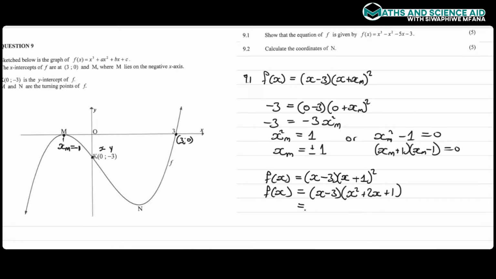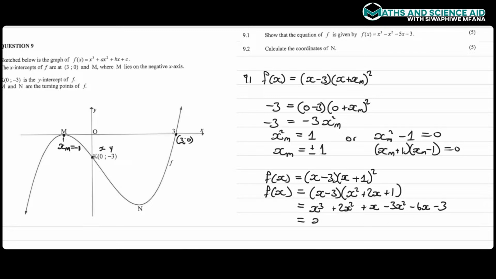And then we need to expand these two brackets. So x into x squared, that's x cubed, x into 2x, that's 2x squared, and then x into 1, that's x. Negative 3 multiplied by x squared, that's negative 3x squared. Negative 3 multiplied by 2x, that's negative 6x. And then negative 3 multiplied by 1, which is negative 3.